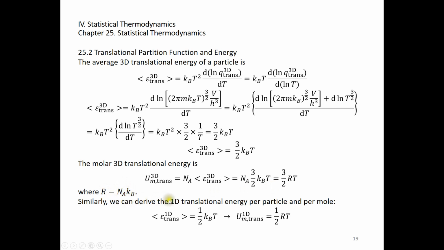Similarly, we can derive the one-dimensional translational energy as well, per particle and per mole. So really, you just need to use the one-dimensional translational partition function here. I think it's the square root of 2 pi m kbt multiplied by a over h. When you do that, you'll get just 1/2 kbt. So in that case, the one-dimensional translational energy has an average value of 1/2 kbt. The molar one-dimensional translational energy is going to be 1/2 RT.